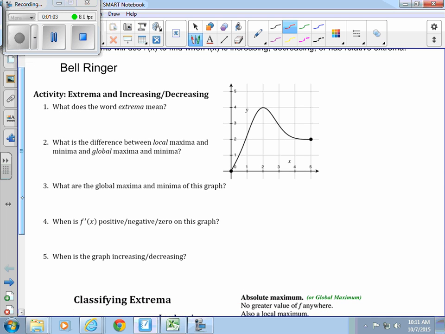So the first thing, this is just walking you through some pre-cal words to remind you of some things. What does the word extrema mean? A maximum or a minimum value, an extreme value on a graph. So that's what the word extrema means.